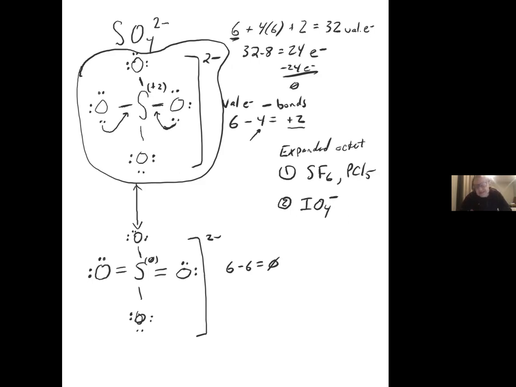So those are really, I would argue, probably all of the different types of expanded octets or non-octet rule. The first was boron, aluminum, which is 6 electrons because it only has 3 surrounding atoms. And then you have expanded octet. Let me save this. And the expanded octet is the structure.